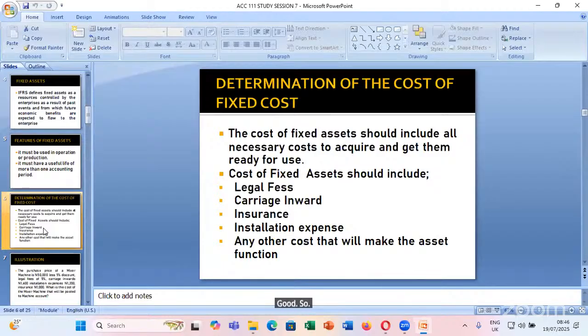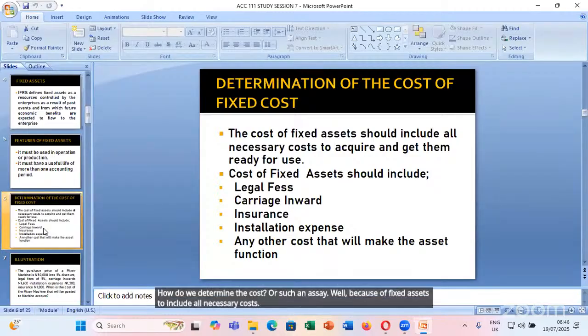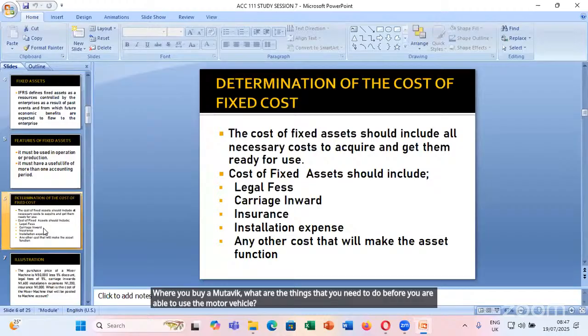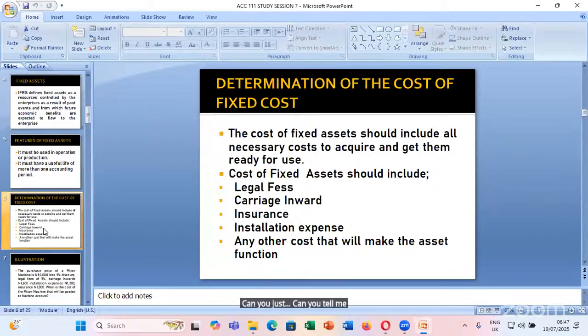So how do we determine the cost of a fixed asset? When we say this particular item is a fixed asset, how do we determine the cost of such an asset? One, the cost of fixed assets should include all necessary costs to acquire and get them ready for use. Let's take a motor vehicle, for instance. You are buying a motor vehicle for use in your organization. When you buy it, what are the things that you need to do before the vehicle can be put to use?